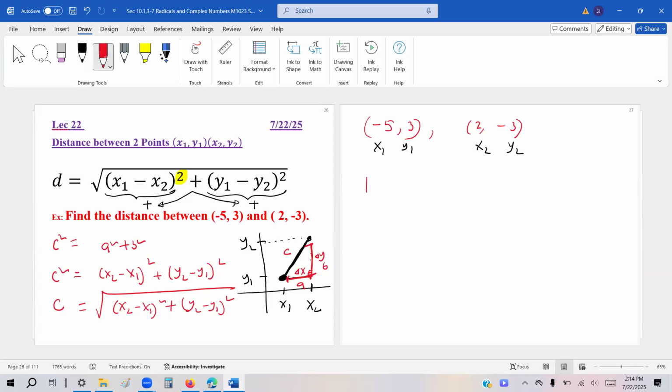So the formula says, find the difference of the x's. So x1 minus x2 or x2 minus x1 doesn't matter. Just find the difference and then square that difference. Then add the differences of the y's and their square. And then whatever result you get, take the square root of the quantity.